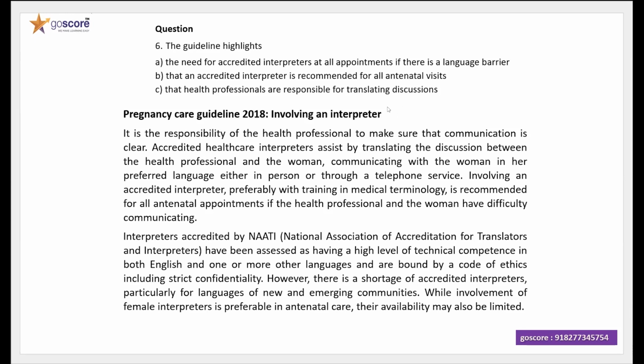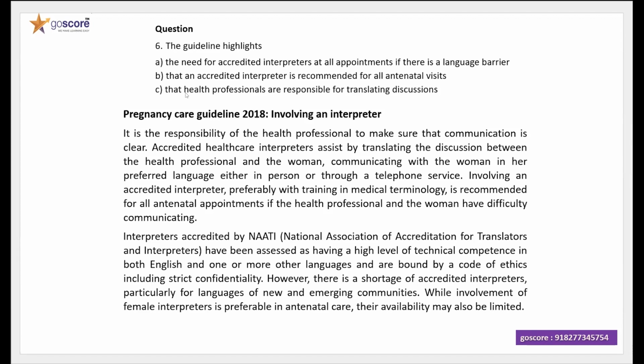You can't eliminate that. Now, that an accredited interpreter is recommended for all antenatal visits, whether you have a language barrier or not, you have to give or recommend it for all antenatal visits. Is it possible? That is an absolute for all antenatal visits. Those who are pregnant, that is antenatal, right? All who are pregnant, give an interpreter. That is not possible, and that is not the correct answer either. That is the absolute meaning, right? So option B you can eliminate. Now you have two options.